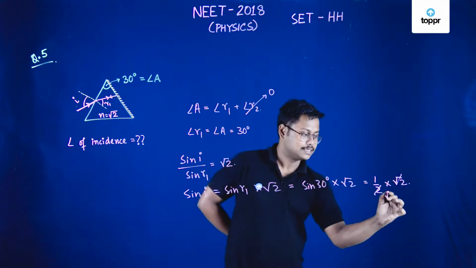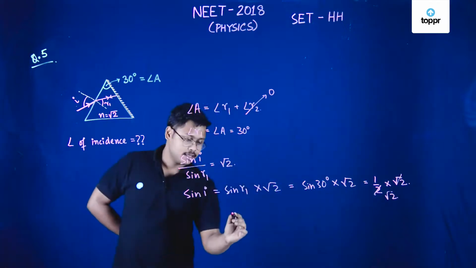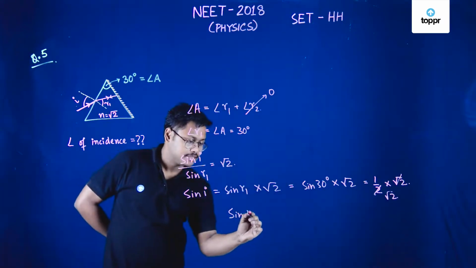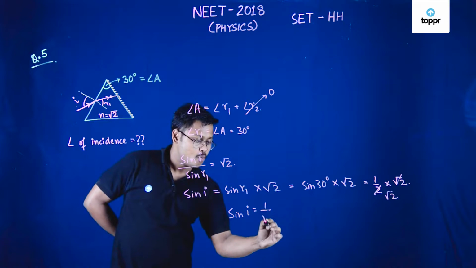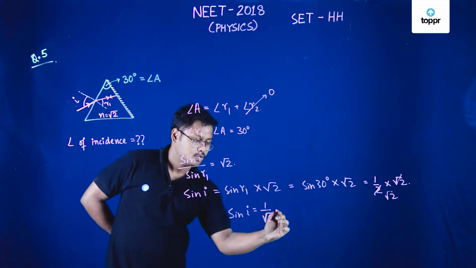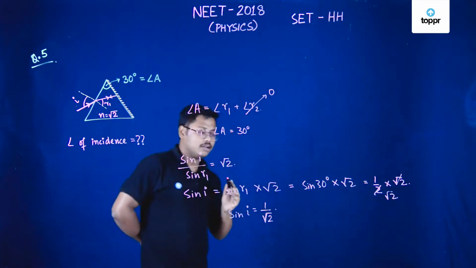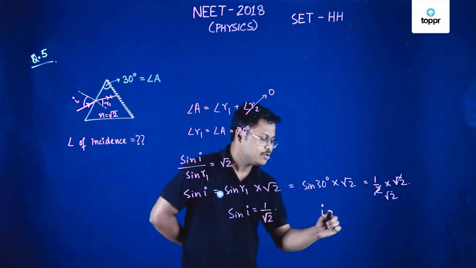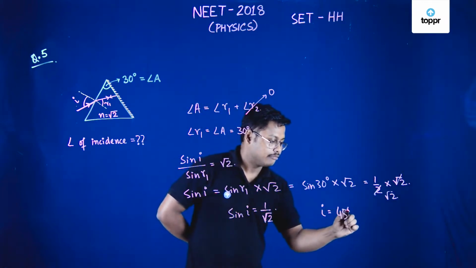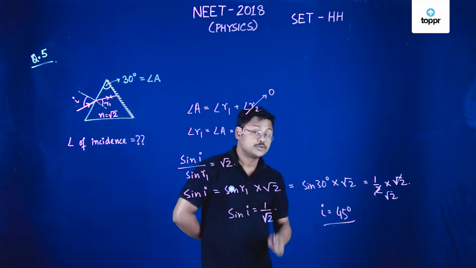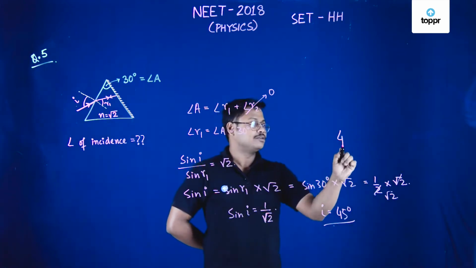So, this cancels and we get sin of the angle of incidence is equal to 1 upon root 2. So, what is the value of the angle of incidence? I equals 45 degrees. So, the correct option is option 4.